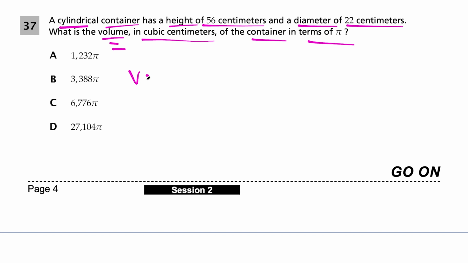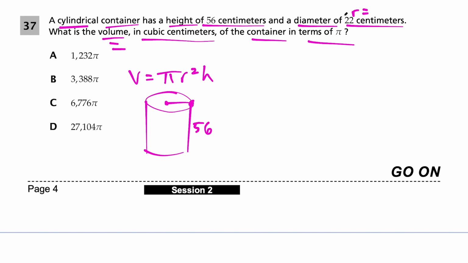So for this, we need the formula volume equals pi r squared times h, and we'll draw out the cylinder. So here's the cylinder. We're told the height is 56 centimeters. So I'll just write the 56 without the units because the answer choices don't have the units attached. And the radius is going to be half the diameter. So if the diameter is 22 centimeters, just divide it by 2. The radius is 11 centimeters.